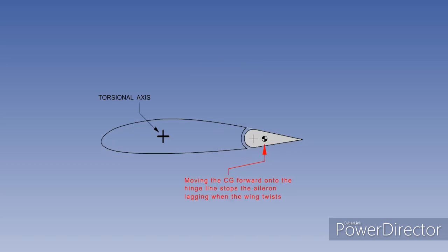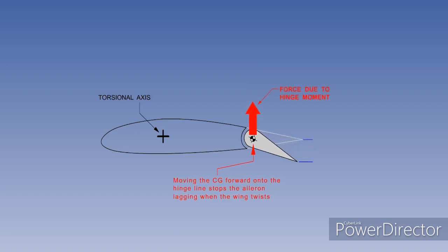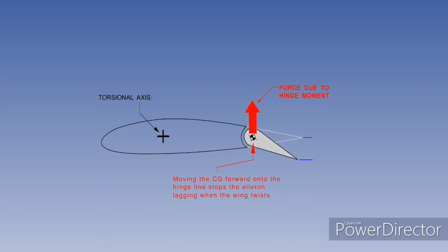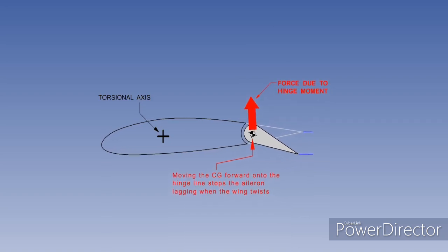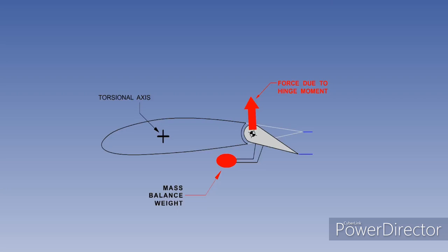To prevent flutter, the CG of the control surface is moved forward onto the hinge. You can see that the force on the hinge line still twists the aerofoil, but there is no increased control surface deflection. A weight is added in front of the hinge to move the CG of the control surface forward onto the hinge line. To minimize the size of the mass balance weight, the weight is sometimes mounted on an arm, as illustrated.